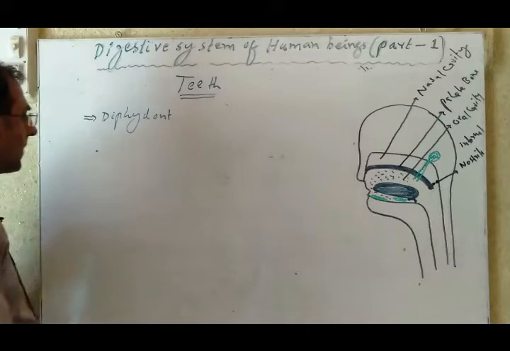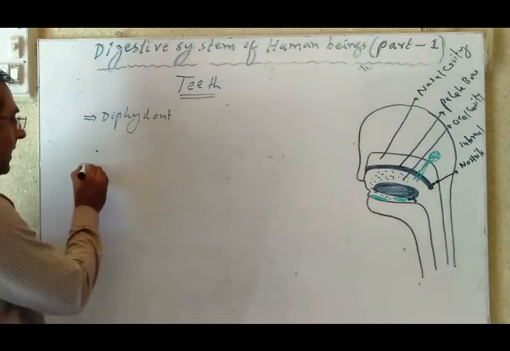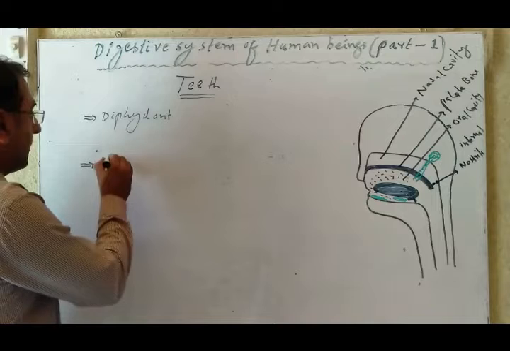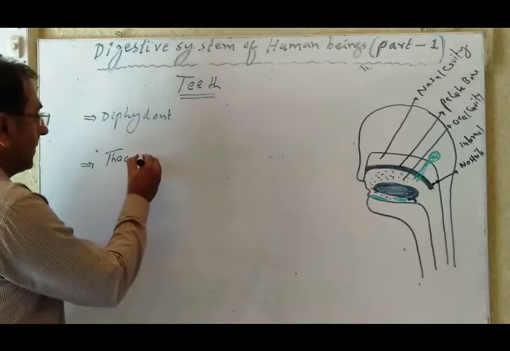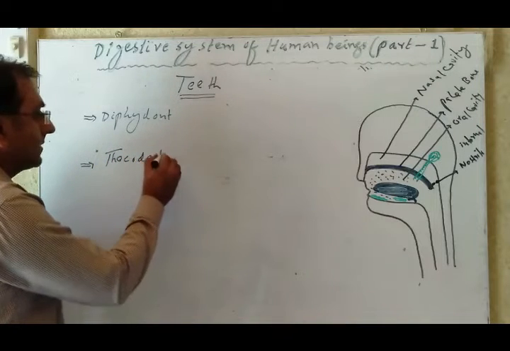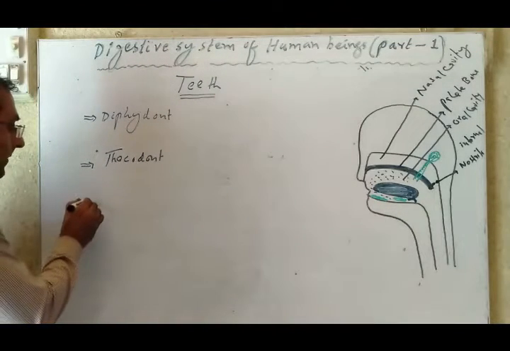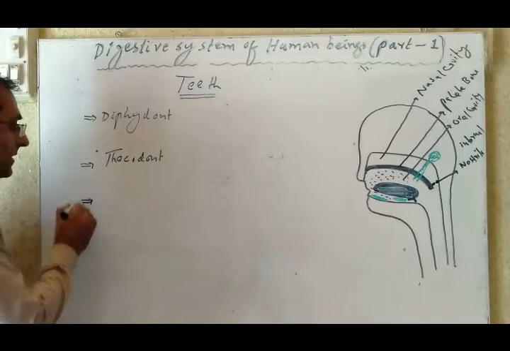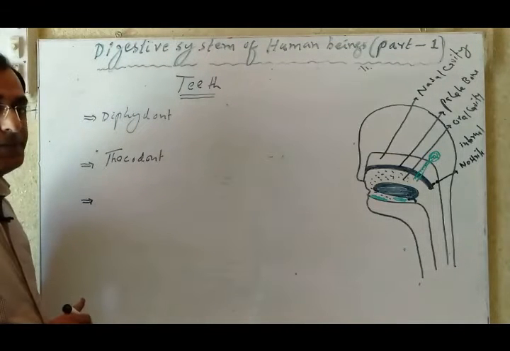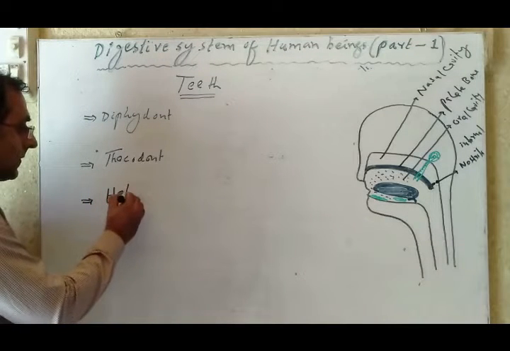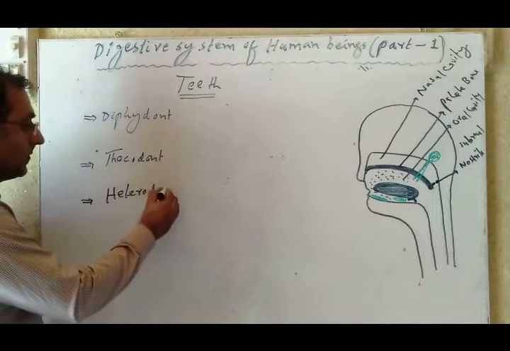diphyodont. And these teeth are embedded or fixed in the gum, therefore known as thecodonts. These teeth are different in size, shape, and function, therefore known as heterodont.